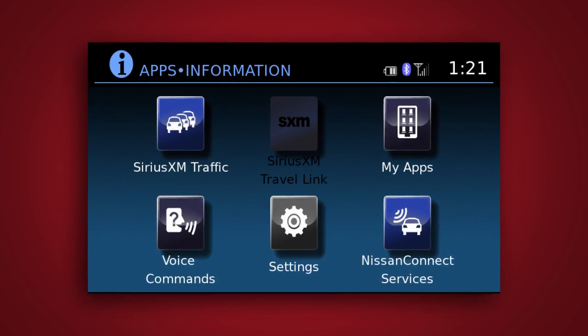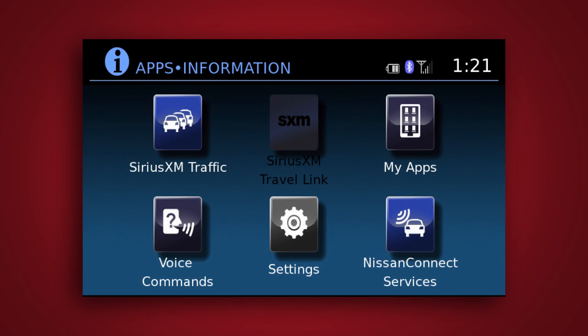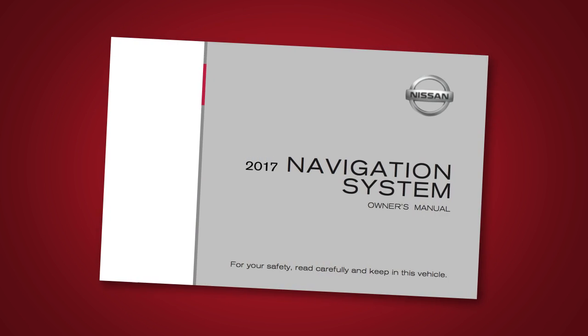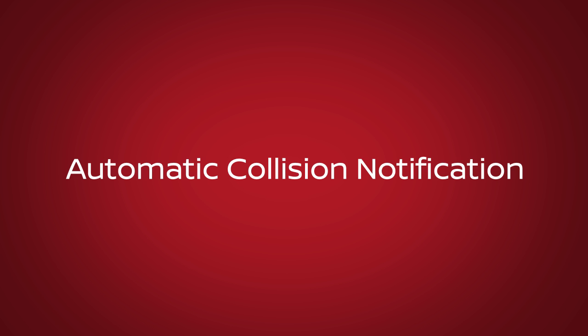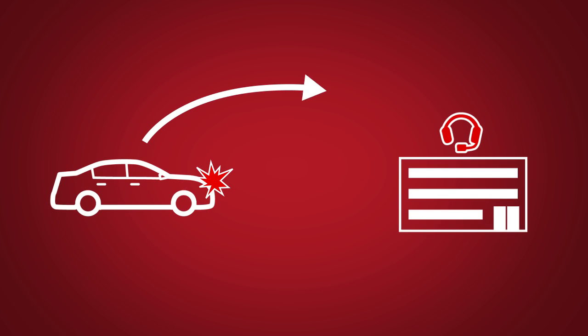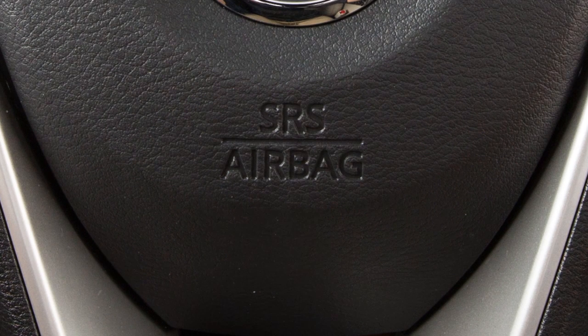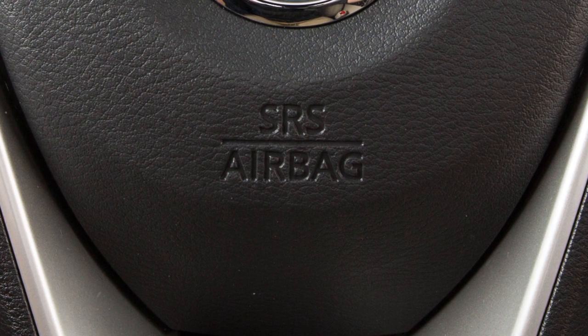A full description of these and other Nissan Connect services can be found in your Navigation System Owner's Manual. Automatic Collision Notification, a service that generates an automatic connection between the vehicle and the Emergency Response Center when the vehicle has been involved in an accident that was severe enough to deploy the airbags.